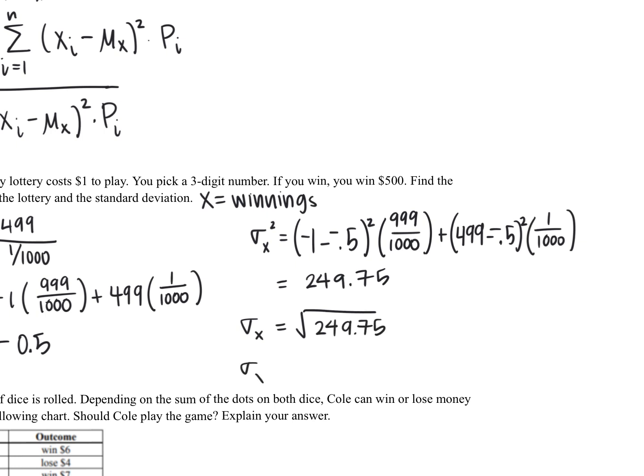So my variance in this case is 15.8. So even though I'm expected to lose 50 cents when I play the game, my variance is 15.8, which means my typical winnings vary by $15.80 every time I play the game, which means I could be above that or I could be below that. So I could actually come out positive, I could win, or I could lose even more money based on that.